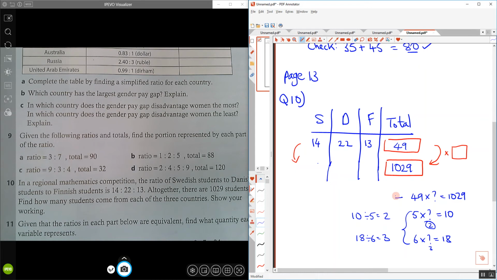So for this one, we need to do 1029 divided by 49 and get 21. Right, so that is this number in here. And again, you can check by just doing 49 times 21, and that'll give me 1029. Okay, in order to finish it off, we multiply everything by 21. What do we get? How many Swedish people?